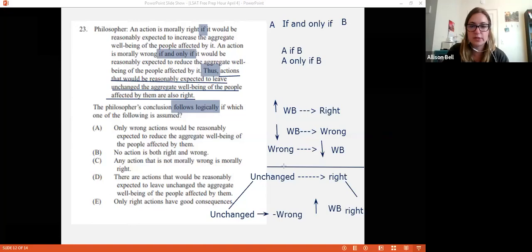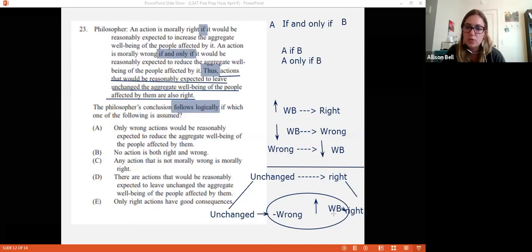And if it increases the well-being, then it is right. That's all I've got, though. My chain kind of stops there. So I have this missing gap between it's not wrong and it increases well-being.